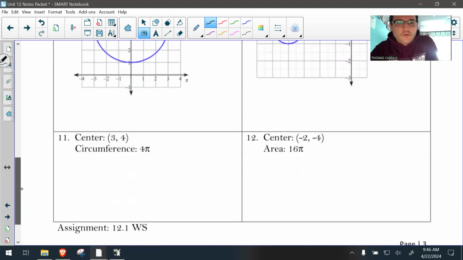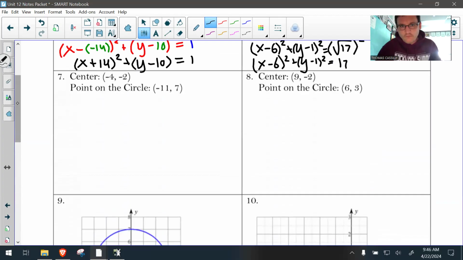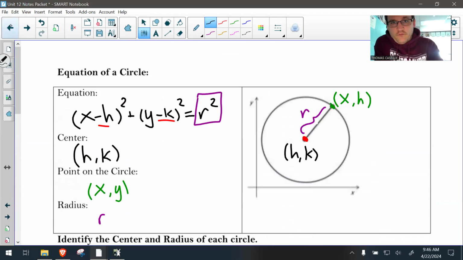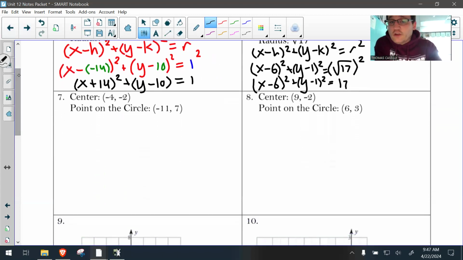All right, so we have a few more, and this next one's a little bit more involved here. They give us the center and they give us a point on the circle. Unfortunately, they don't give us the radius. So what we need to do is go back to this formula, just how we derived it. The center of the circle is h and k, but the point on the circle is x and y. And on this example, they're giving us the center and they're giving us the point.